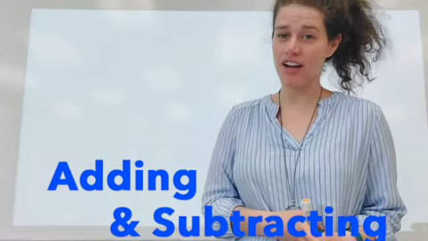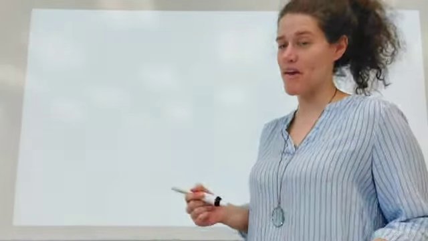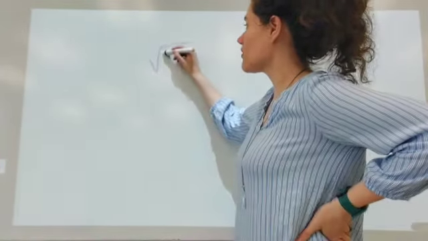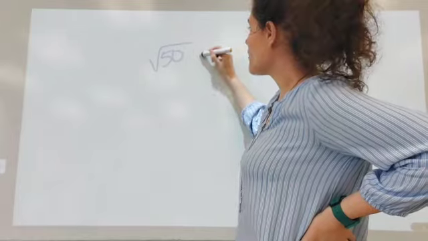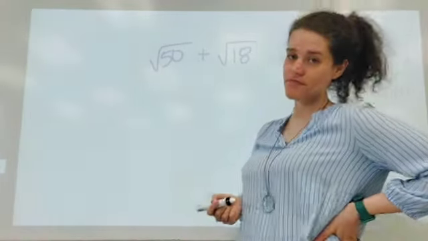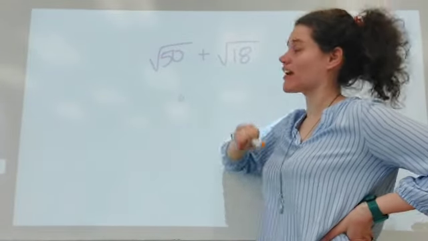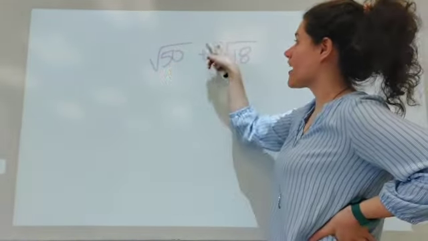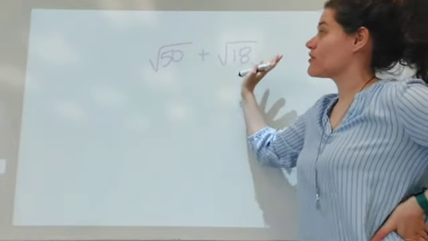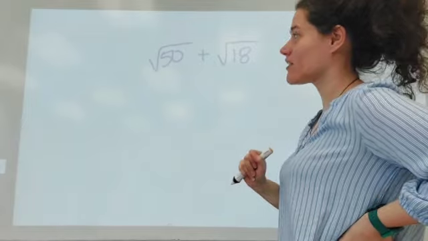Okay, when you are adding and subtracting radicals, you have to make sure that the index and the radicands match. So let's say we're looking at the square root of 50, and we're adding that to the square root of 18. So the first thing I want to do is check to make sure that the indices are matching, and they are. Both of these have an index of 2, so that's the first check. I know I can maybe add these together.